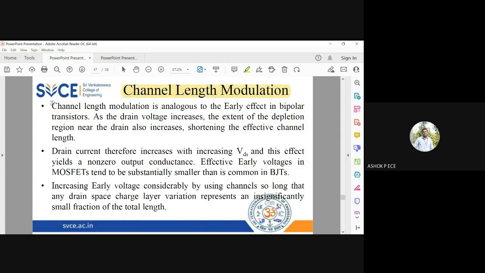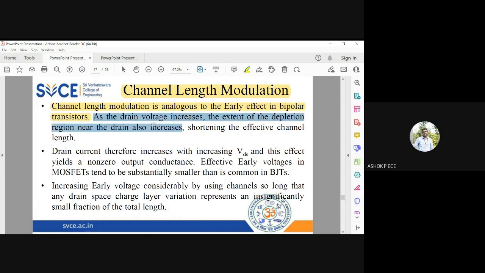So it is similar to the early effect in bipolar transistors. In the reverse biased PN junction layer, the depletion region will increase in the reverse bias. So because of voltage, your channel length is getting modulated. Channel length is getting changed. So that is called channel length modulation. The concept of channel length modulation is the same as what you studied in BJT.